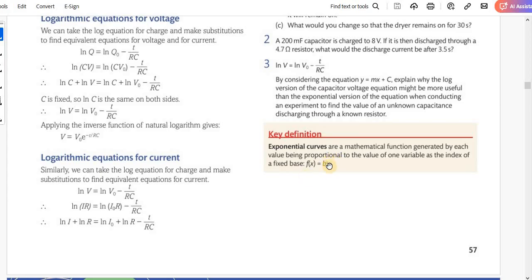So b to the power of x. One variable as the index of a fixed base is b. Fixed base, see, it's the fixed base. x is the power.